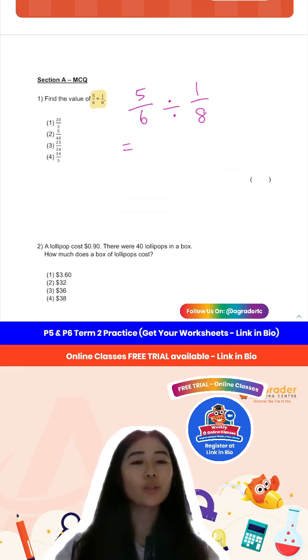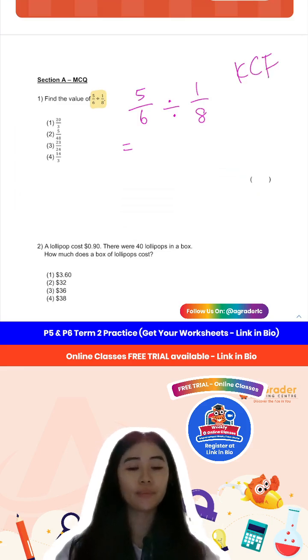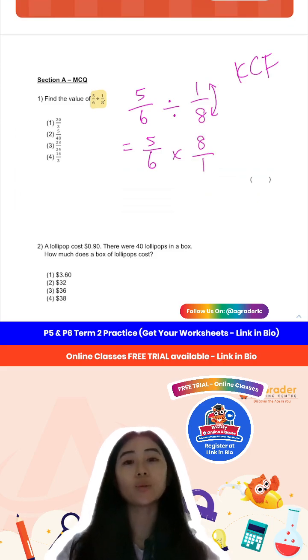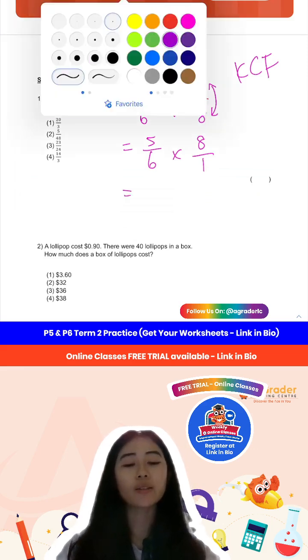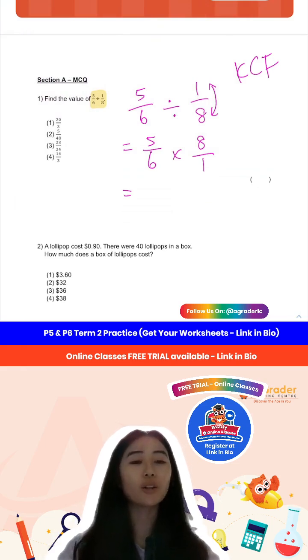Okay, so for our first question, it is a division of fractions question. So you need to use the concept KCF, keep, change, flip. You're going to keep the first fraction, change the divide into times, and then you flip your 1 over 8. It becomes 8 over 1. You can also cross cancel, and then you try to simplify the numbers first. Yes, Supernova, that's the correct acronym to use, keep, change, flip.